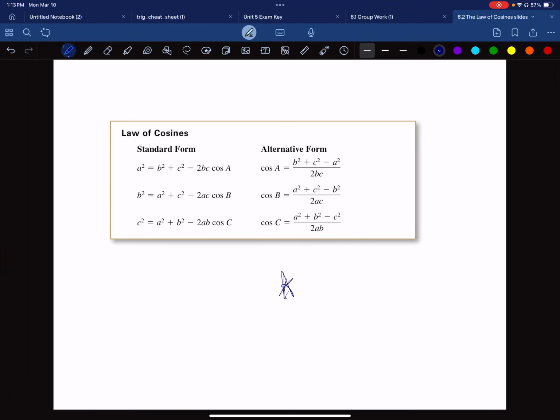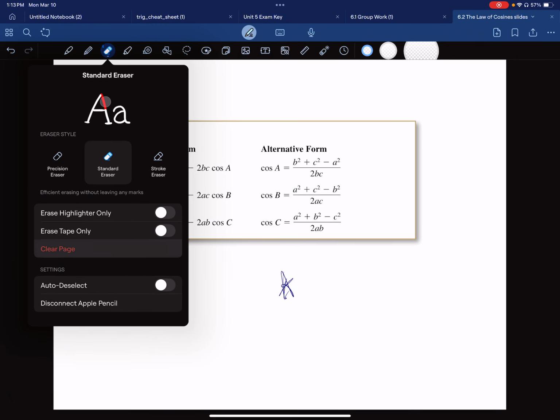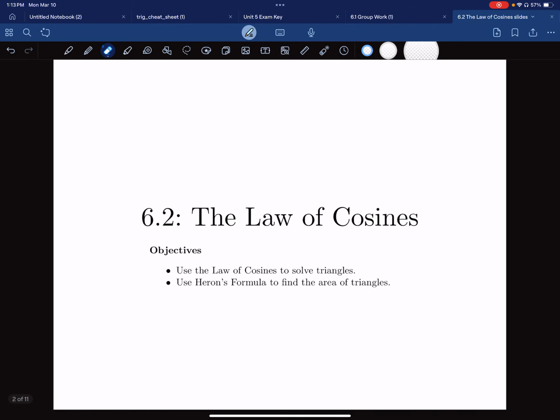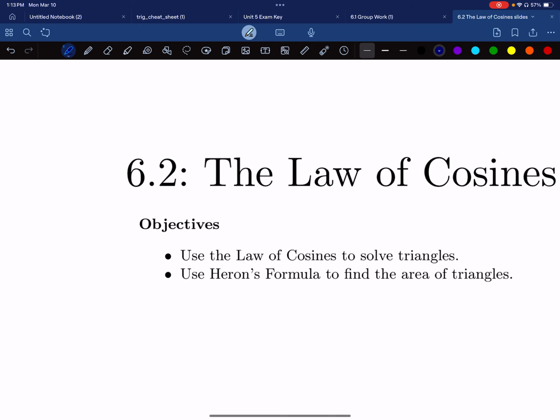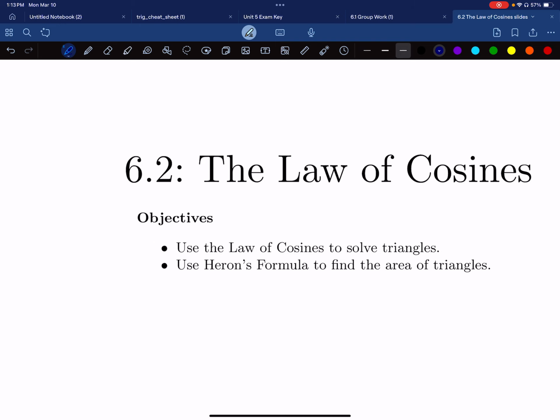All right. Today we're going to talk about the law of cosines, which is going to allow us to solve for the other two types of triangles. So that's when we have either side, side, side. So we're given the three sides of the triangle, but no angles, or side, angle, side. We're given two adjacent sides and the included angle.